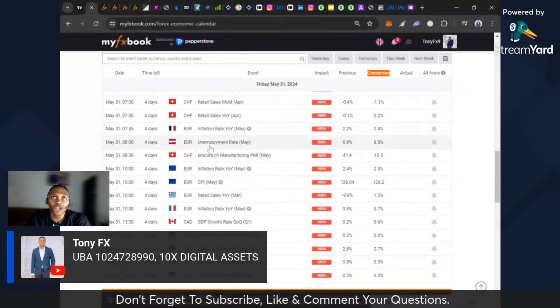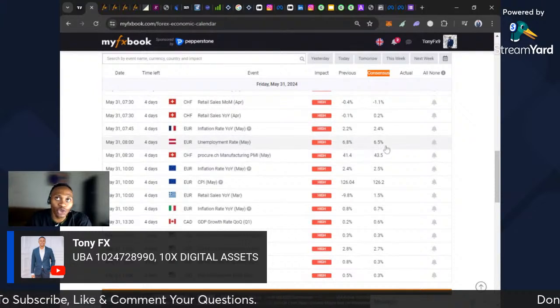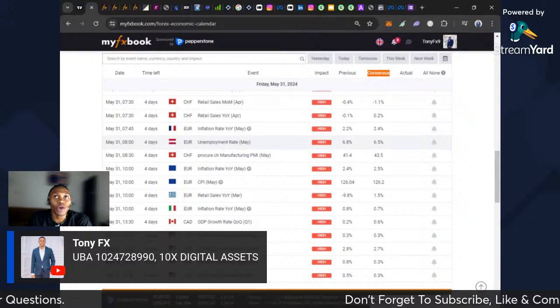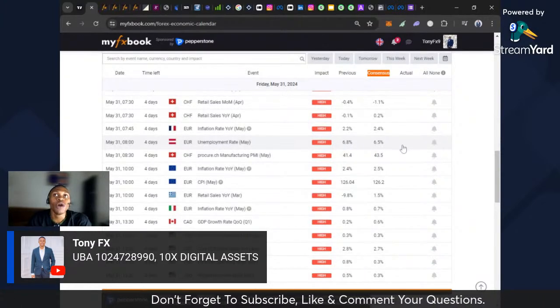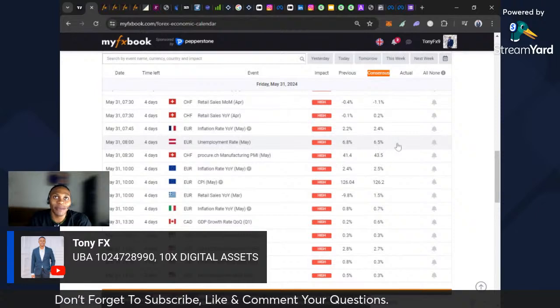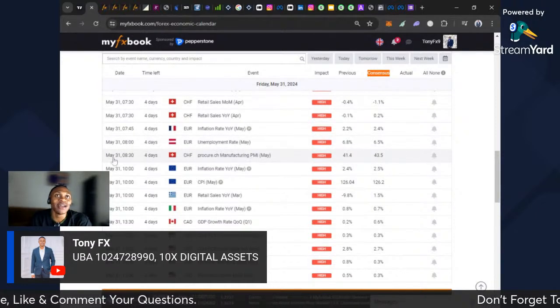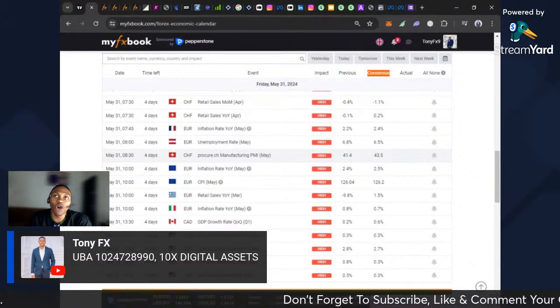Then unemployment rate, we always want the unemployment rate figure to be reduced. 6.5% is lower than 6.8%, which is good for Europe. If we see a figure higher than 6.5%, it is bad for Europe. But if we see a figure lower than 6.5%, it is good for Europe. Manufacturing PMI for Switzerland by 8:30 a.m. Then we see manufacturing PMI. If we see a figure higher than 43.5, it is good for Swiss franc.